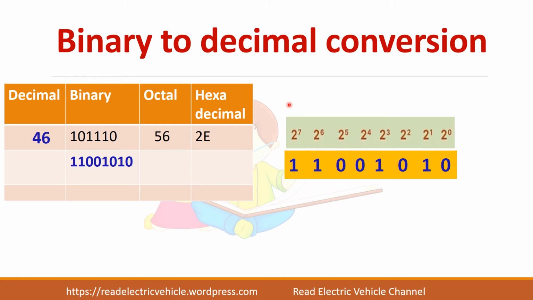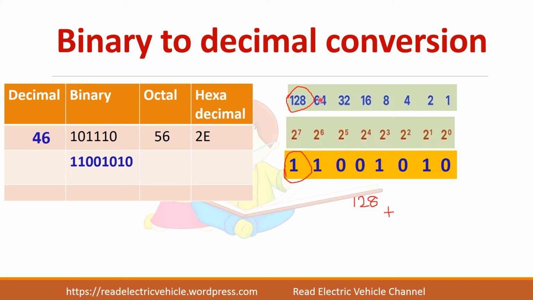So what is 2 power 7? It is 128. 2 power 6 is 64. 2 power 5 is 32. So we know the remaining values. Now how to find the equivalent decimal value? You multiply this bit 1 into 128 plus 1 into 64. So here it is 0. So you can skip these two and again you have 1 into 8. Then 1 into 2. So in total you will get 202. So the equivalent decimal value for this binary is 202.